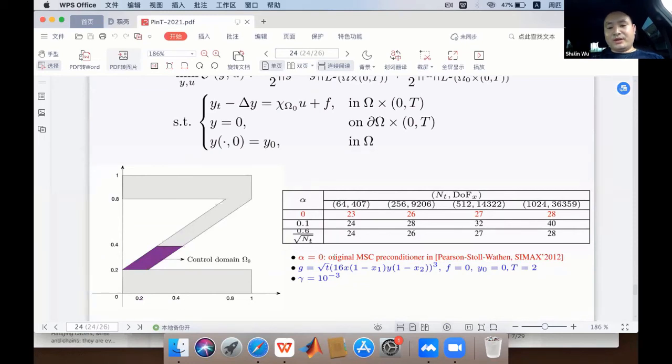For alpha equal to zero, it means we use the original MSC preconditioner by Pearson, Stoll, and Wathen. And if we use alpha not equal to zero, we use the new preconditioner, which can be used parallel in time. See, if we fix the parameter alpha, the iteration number of the MINRES method increases as those parameters increase. But if we use alpha adaptively, we see the iteration number is unchanged compared with the original MSC preconditioner.